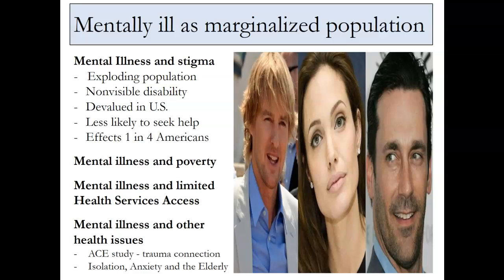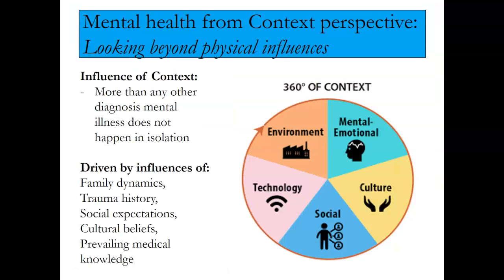They're very much intertwined. The elderly, I saw a lot of mental health issues with the elderly around depression, isolation, anxiety, lost loved ones, lost work, what's meaningful to them. We'll talk more about this in later weeks, but there's a big connection between mental health issues and older folks. Okay, so now we're looking at mental health from more of this contextual perspective. And really more than any other diagnosis, mental illness does not happen in isolation.